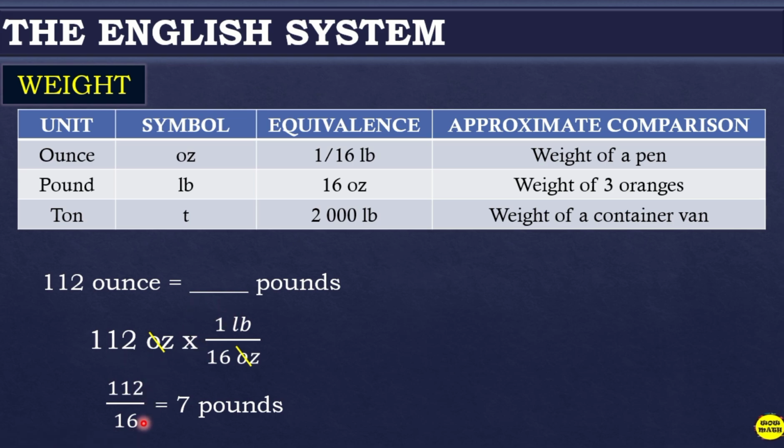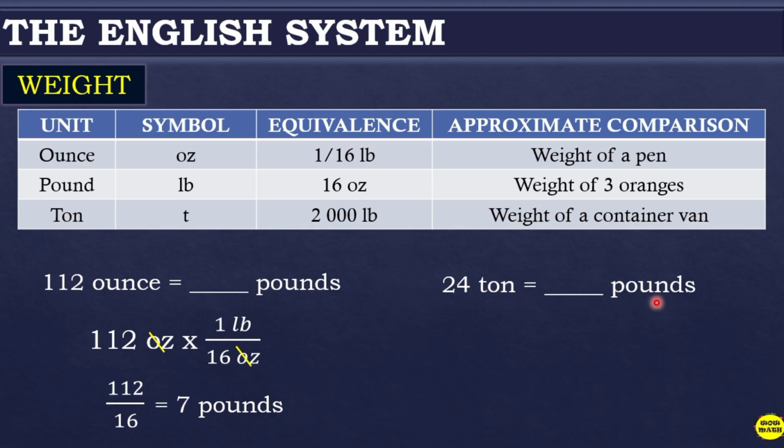And then over 16. So 112 divided by 16, that is equivalent to 7 pounds. So therefore, 112 ounces is equivalent to 7 pounds. Let's have another. So I have 24 tons.